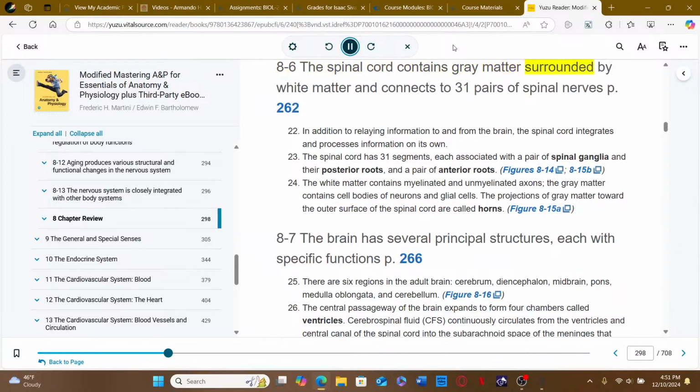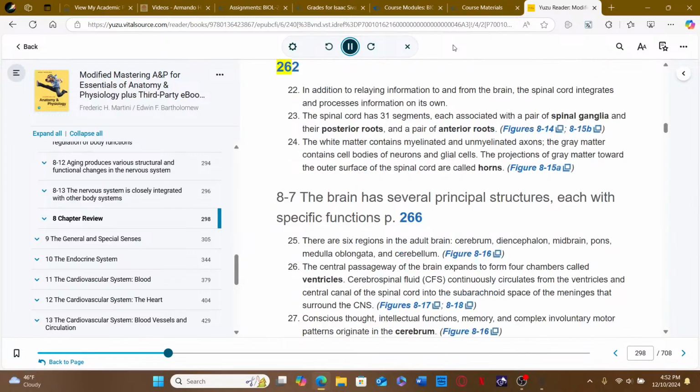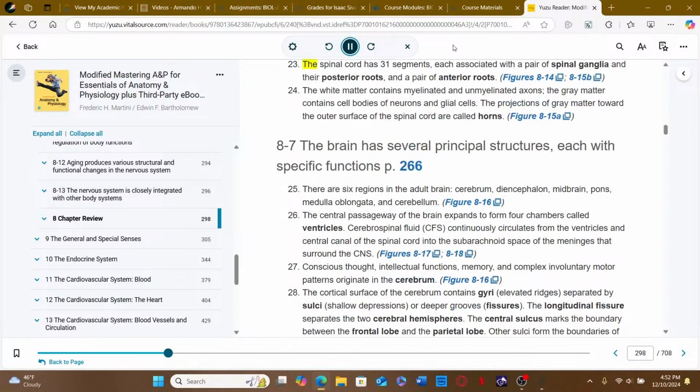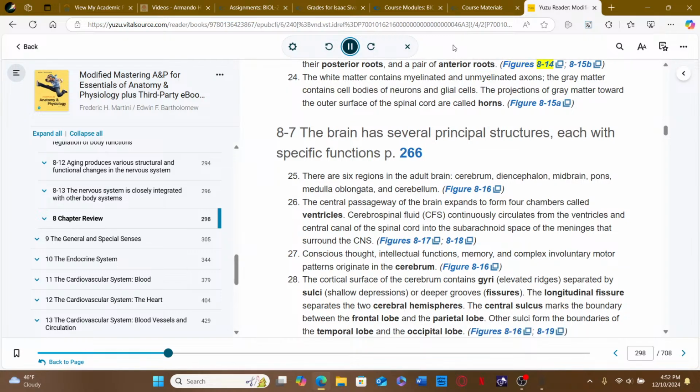8-6: The spinal cord contains gray matter surrounded by white matter and connects to 31 pairs of spinal nerves. Page 262. In addition to relaying information to and from the brain, the spinal cord integrates and processes information on its own. The spinal cord has 31 segments, each associated with a pair of spinal ganglia and their posterior roots, and a pair of anterior roots.